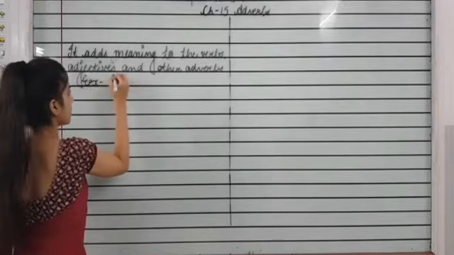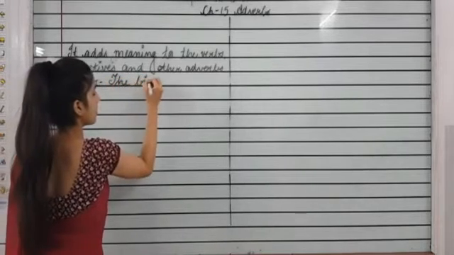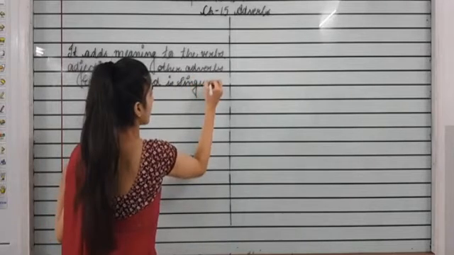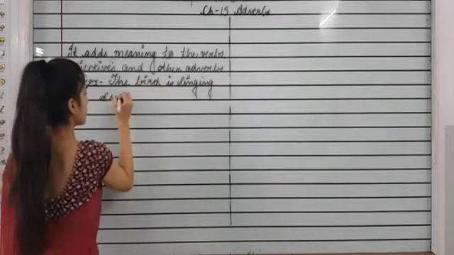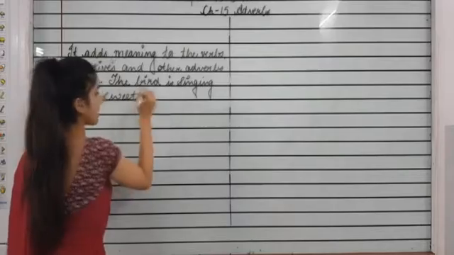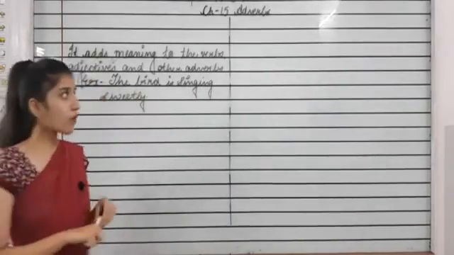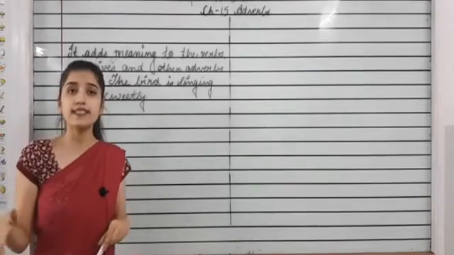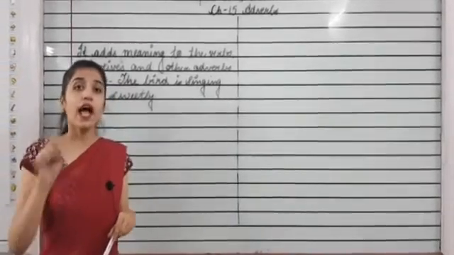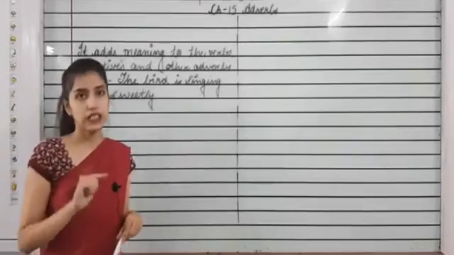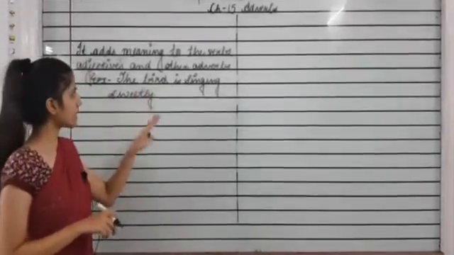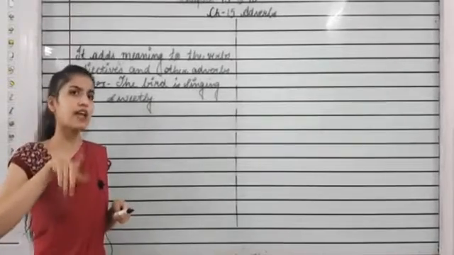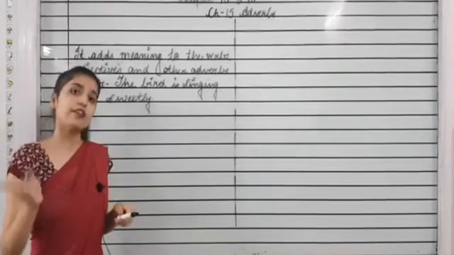The example is written: the bird is singing sweetly. Adverbs are the words that tell us how an action is done, when an action is done and where an action is done. So if you have to find out the adverb in the sentence, you have to question it with either how, when or where.